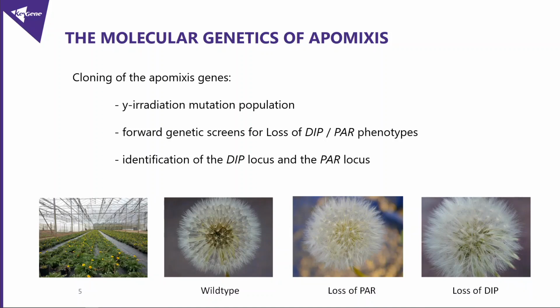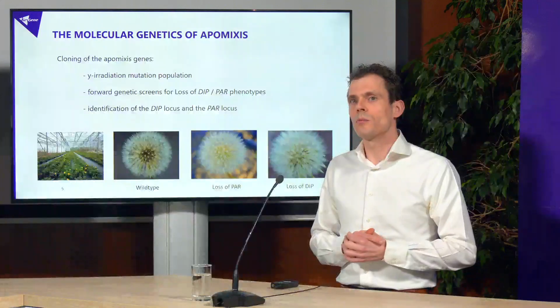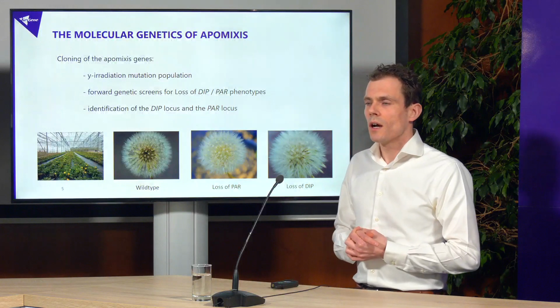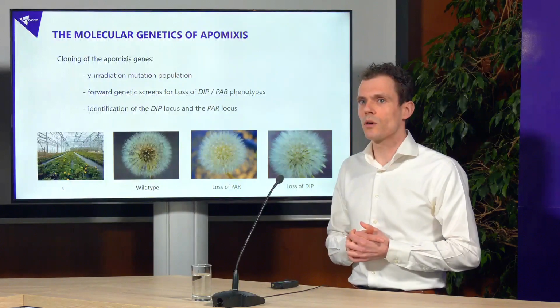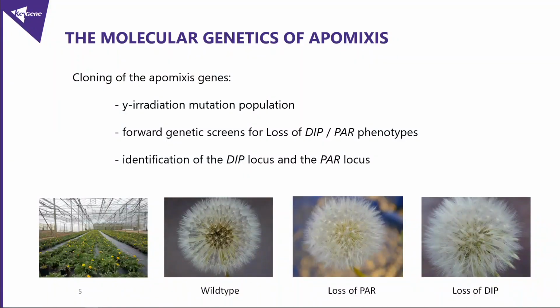The next step was making use of the power of mutagenesis. So mutant screens were used to screen for the loss of the individual elements of Apomixis, so the loss of diplospory and the loss of parthenogenesis. And in dandelion, these phenotypes, as you can see by the pictures at the bottom, can clearly be distinguished from the wild type. So with a loss of parthenogenesis, they make no embryos, so the seeds are empty. You can see that they become whitish. Whereas in the loss of diplospory, parthenogenesis is still present, so few seeds will be made because diplospory actually then reverts the process towards normal meiosis.